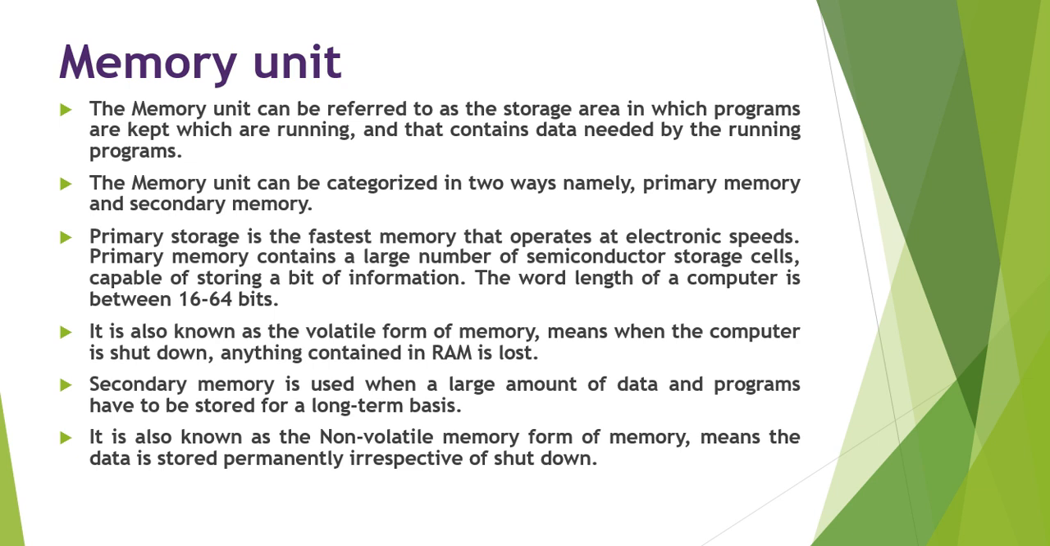Primary memory is also known as volatile memory because if for any reason the system is shut down, then whatever data is present in primary memory is lost. But in the other case, secondary memory is not volatile. Here all the data and programs are stored permanently until the user deletes them.